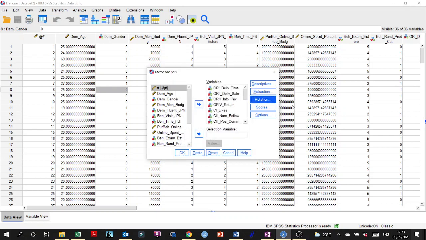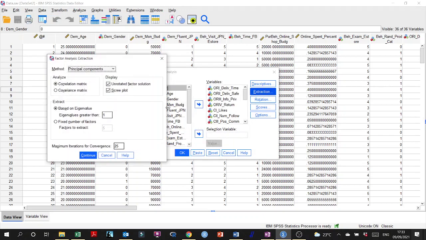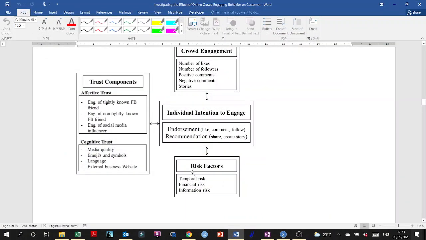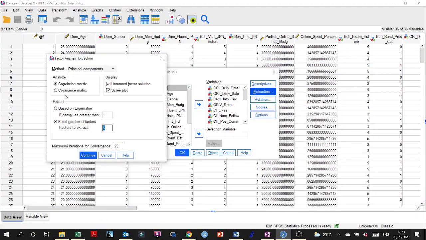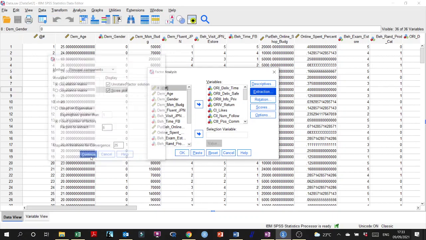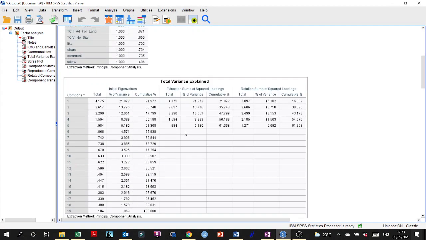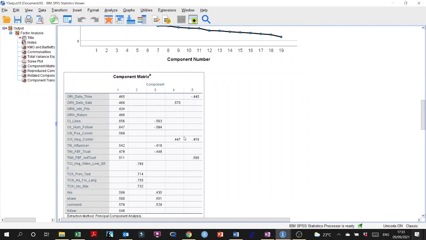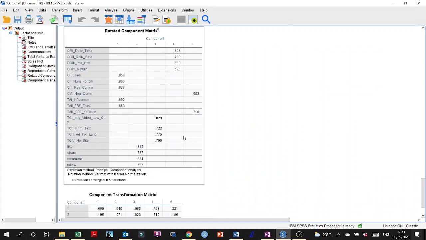Or before giving up, you could also try not to use the eigenvalue and say, I want the number of factors to be 5, because based on what we are thinking here it is 1, 2, 3, 4, 5. So let's see what happens if we set the number of factors to 5. What's going to happen? Are we going to get what we want or not?